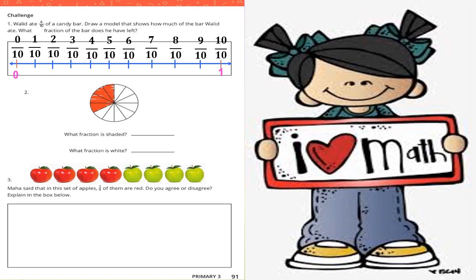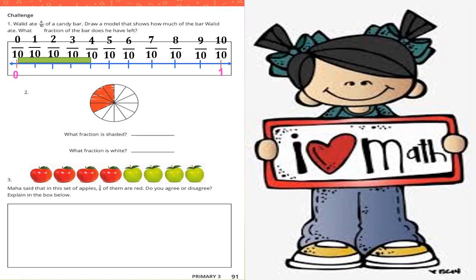Here we wanted to locate 4/10 on this number line. What shall we do? We must start from 0/10 and join between 0/10 and 4/10. Okay, this is the location of 4/10 on this number line. Here, he asked me another question. What fraction of the bar did he leave?